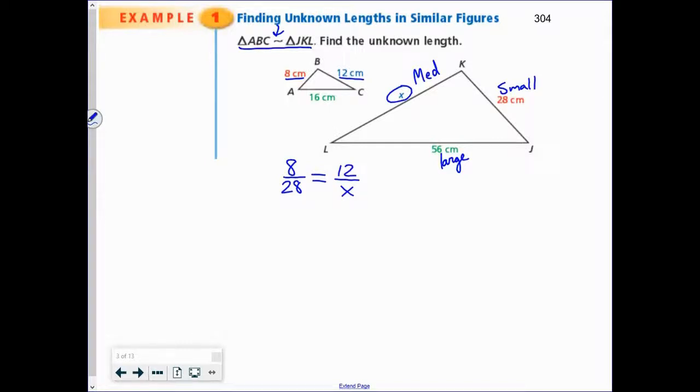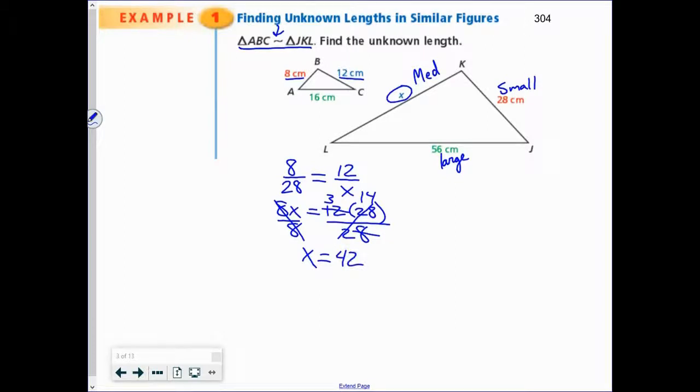How do we solve proportions? We cross multiply. 8 times X will be equal to 12 times 28. I want to divide both sides by 8 so that my 8's cross out, and then X equals, and so I'm going to reduce 12 and 8 to 3 and 2 by dividing them both by 4. 28 divided by 2 is 14, and 3 times 14 is 42.